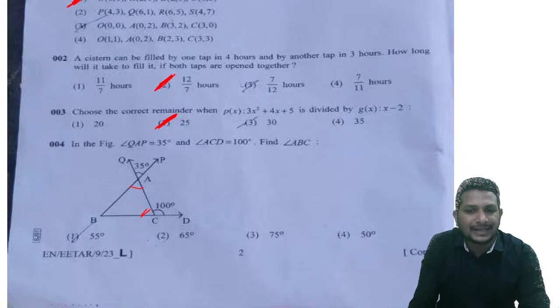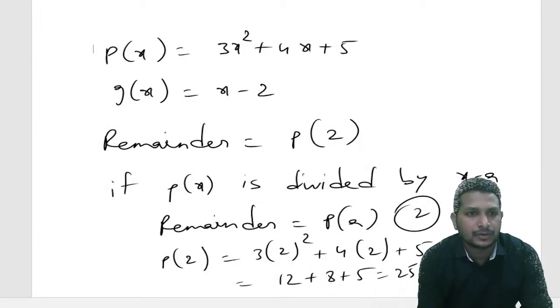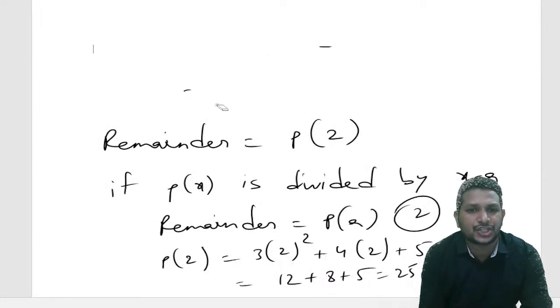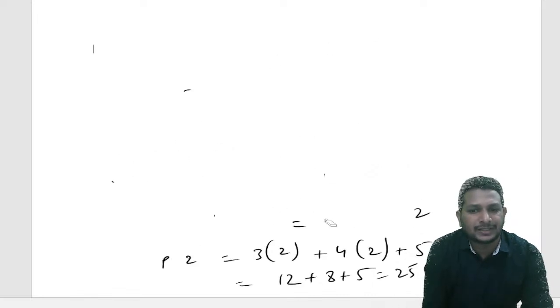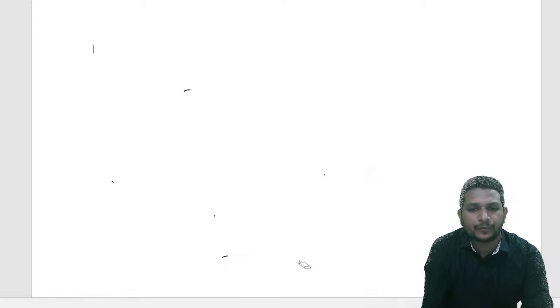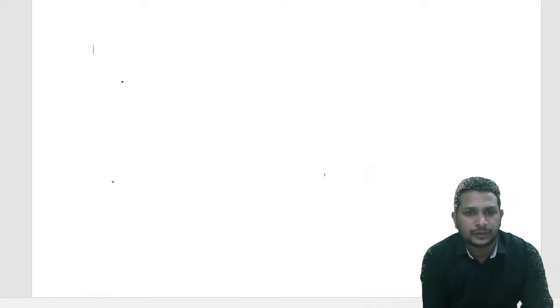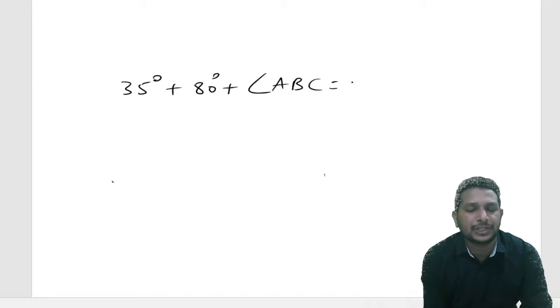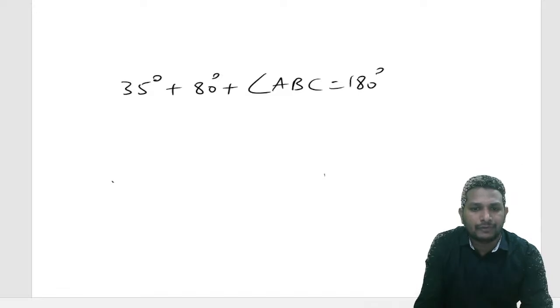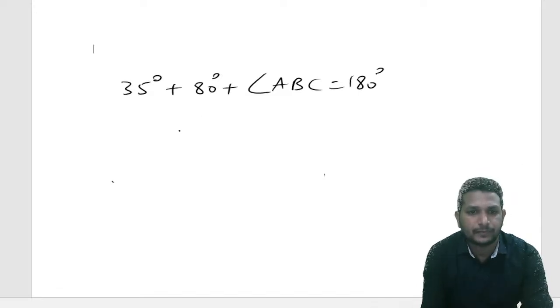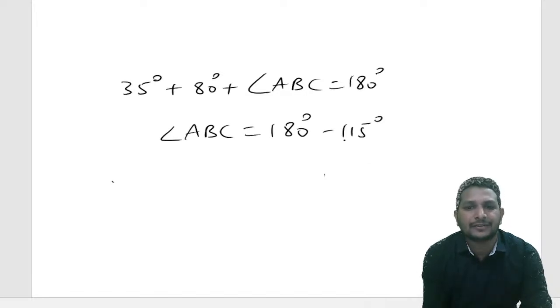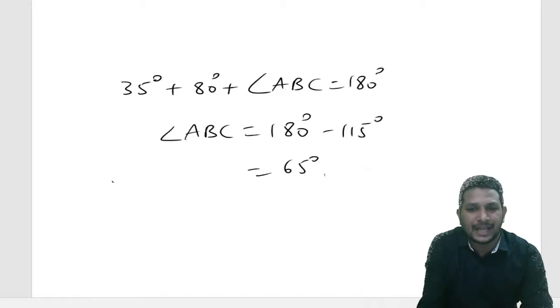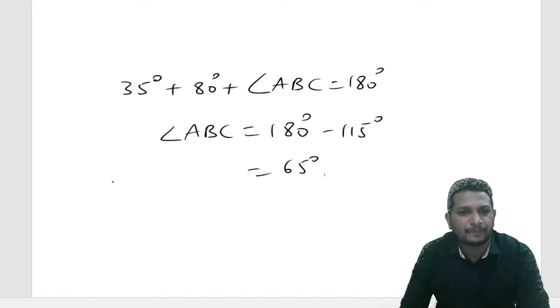As we know that is a part of a triangle, right? So we can say the sum of three angles is how much? 180 degrees. As we got 35 and 80, the remaining angles 35 plus 80 plus angle ABC equals 180 degrees. So we'll be getting ABC equals 180 minus 115. So the answer is 65 degrees. So the answer for this question is 65 degrees.